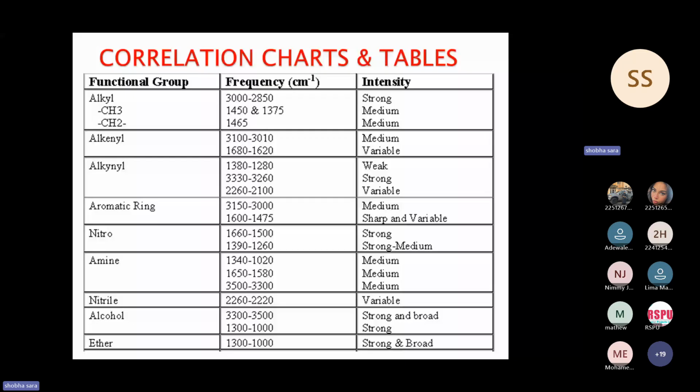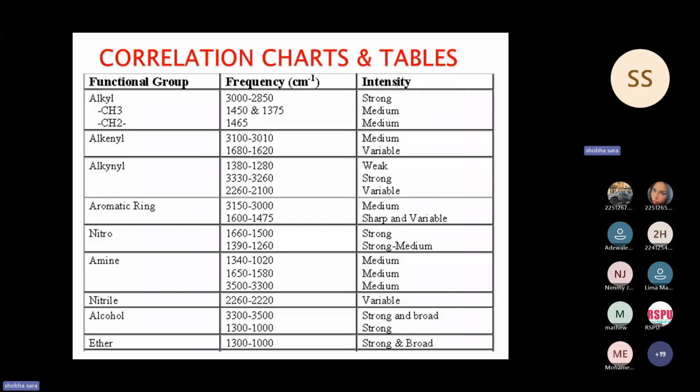For example, aromatic ring. In your spectrum, if you see a peak between 3000 and 3150, look at the intensity. If it is medium, we can say it has an aromatic ring. Or if there is a peak between 3300 and 3500, and it is strong and broad, then we can say this is an alcohol. So this is used to interpret the spectrum.